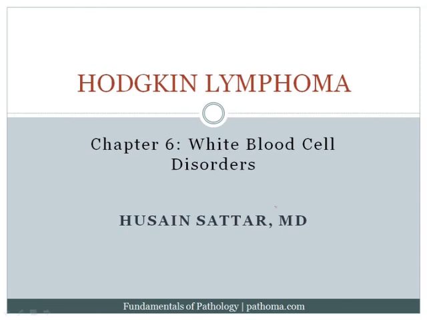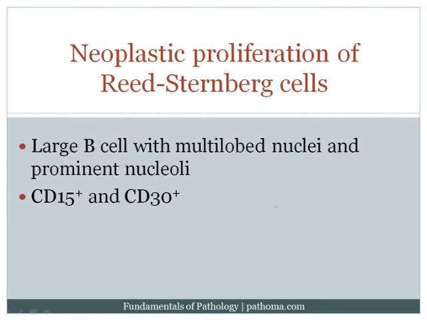Well, in a Hodgkin's lymphoma, you don't have a big mass of malignant cells. Instead, you have rare neoplastic cells called Reed-Sternberg cells, and those Reed-Sternberg cells secrete cytokines that draw in other inflammatory cells, which then results in production of a mass. And so the key hallmark of a Hodgkin's lymphoma is a Reed-Sternberg cell. The Reed-Sternberg cell is a large B cell, classically with a multilobed nucleus and a prominent nucleolus.